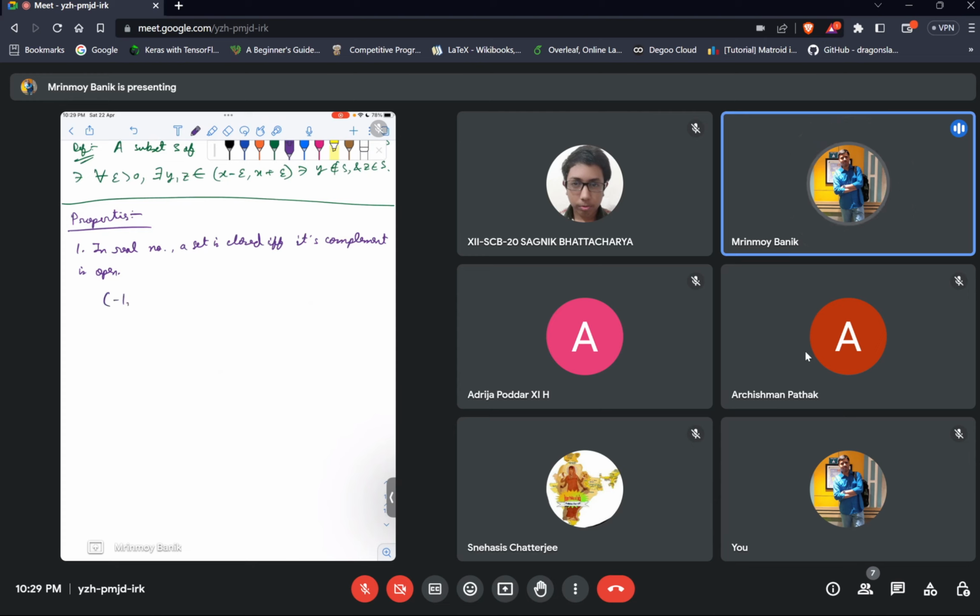So you have minus 1, 2, you have this set. This is an open set. Therefore, its complement, R without minus 1, 2, which can be written as minus infinity to minus 1 closed, union 2 to infinity, is a closed set.